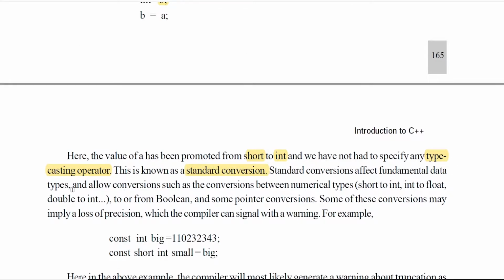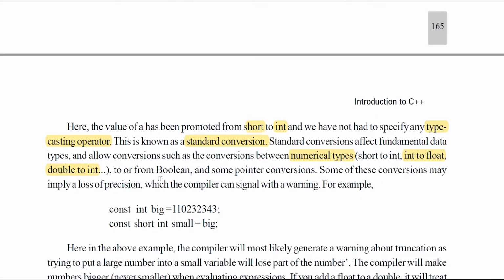The standard conversion affects the fundamental data types and allows conversions such as conversion between numerical types, short integer, integer to float, and double to integer. We'll discuss all these data types again when we discuss data types. Also to and from boolean, that is 0 and 1, where 0 means false and 1 means true, and some pointer conversions, which we'll discuss with pointer operators. Some of these conversions may imply a loss of precision. When you convert, you may lose the fractional part, and converting between short and long changes the value, which the compiler can signal with a warning.